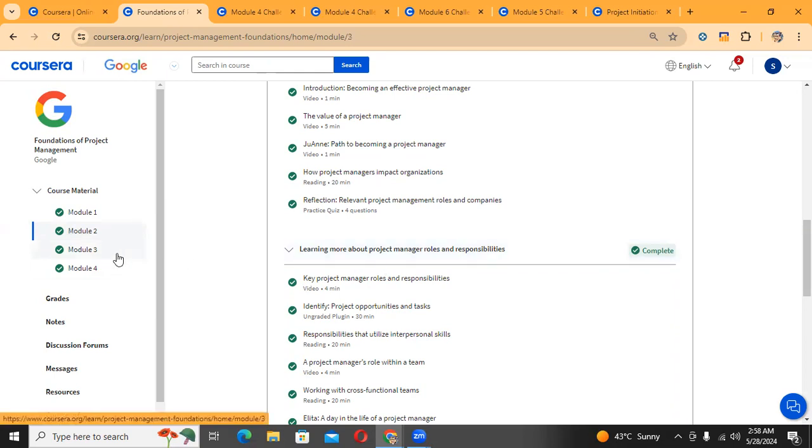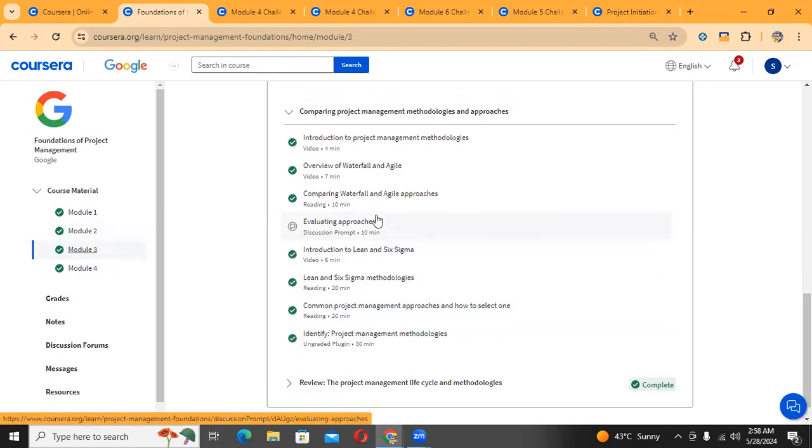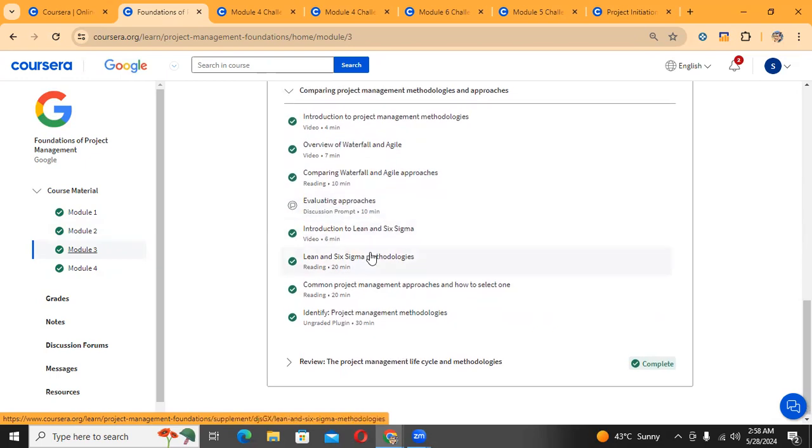In the third module, which is about the project management life cycle and methodologies, you will explore the phases of the project management life cycle: planning, execution, and closure. Additionally, the module introduces the various project management methodologies, including waterfall, agile, lean, and Six Sigma, and discusses how to select the appropriate methodology for different projects.